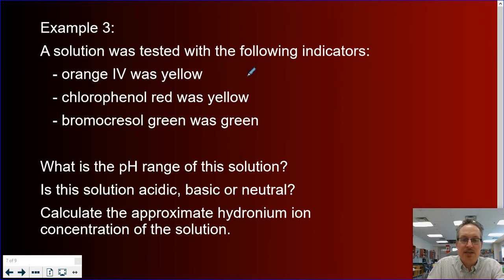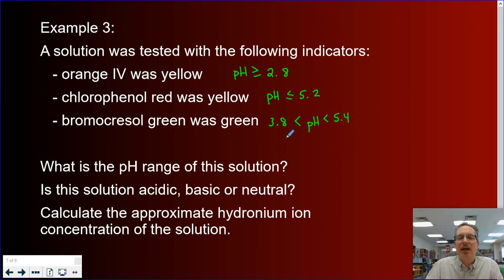Orange 4 is yellow when the pH is greater than or equal to 2.8. Chlorophenol red is yellow when the pH is less than or equal to 5.2. And then bromocresol green is green when the pH is less than 5.4 and the pH is greater than 3.8. So we have collected all of our little clues.